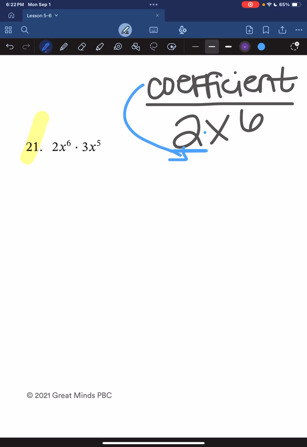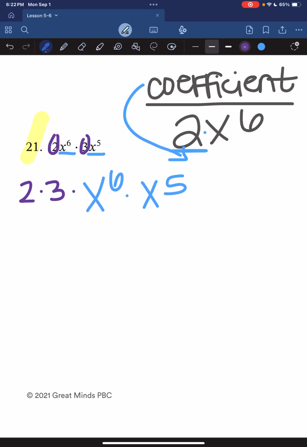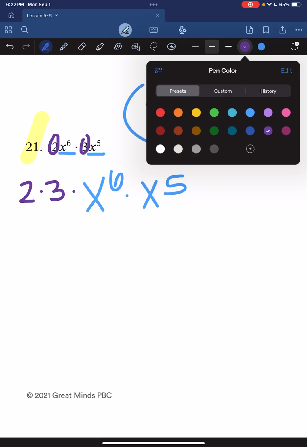Well, I definitely do see some things that are the same. I first want to take and work with my coefficients. I'm going to take that 2 and that 3 and I'm going to separate those. Then I see that we have x to the 6th, we have x to the 5th, we have like bases. So the 2 and 3, we're not really worried about those right now. That's why I pulled those away. And that's why I'm looking at the bases, right, of x and x. So we have x to the 6th times x to the 5th. Okay, now that you got them separated, this is probably a little bit easier to see and work with.